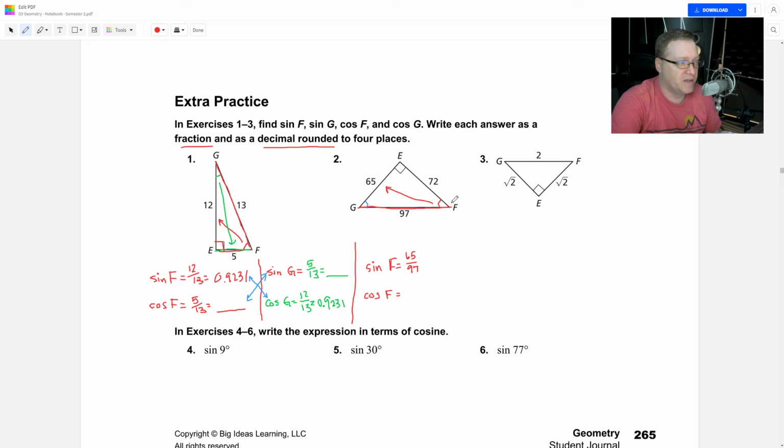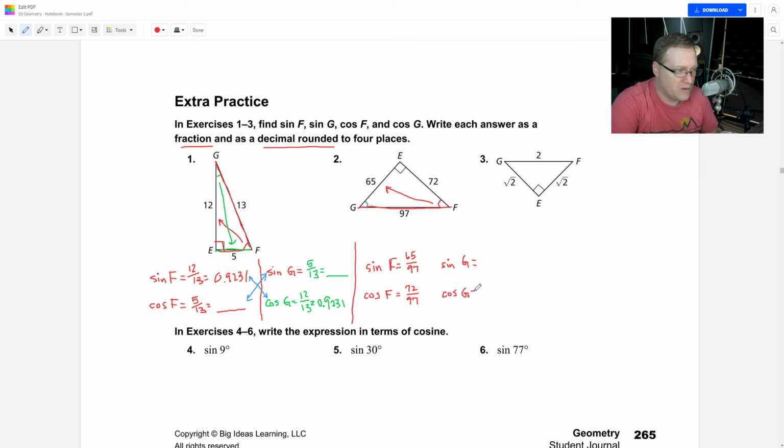Well, the cosine is going to be, remember, adjacent over hypotenuse. So the adjacent here is 72, and the hypotenuse is 97. Okay, good. And then we also need to find the sine of G, which is over here, and the cosine of G.